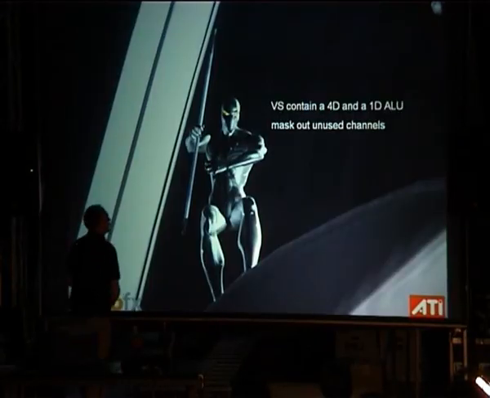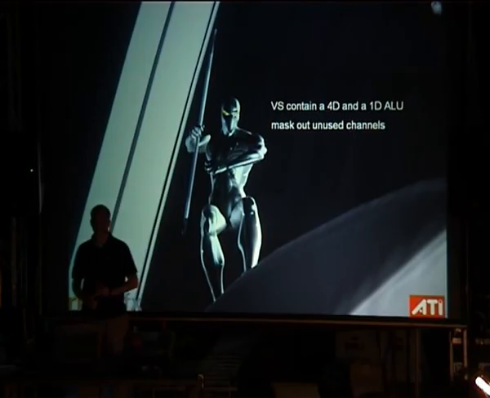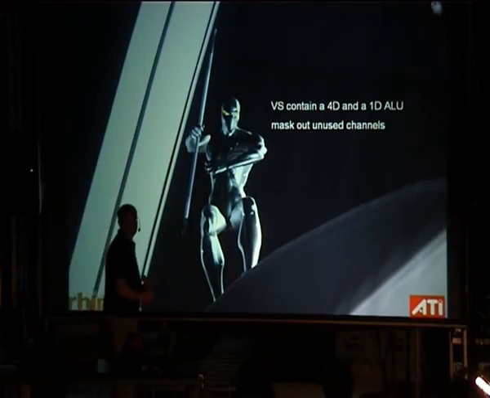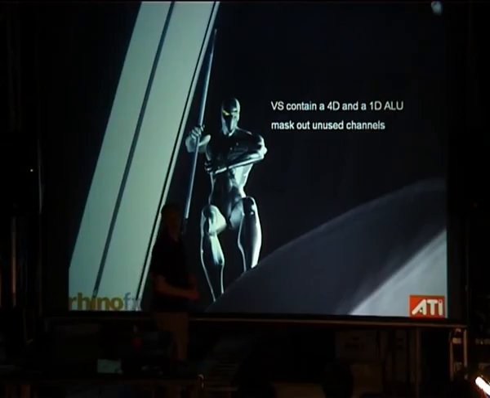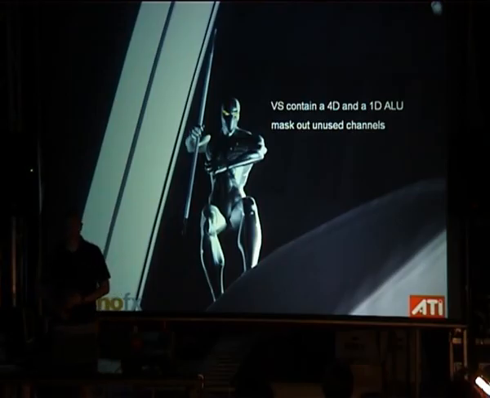These vertex shaders contain a 4D and a 1D ALU. Mask out your unused channels. If you don't need a channel, mask it out, and you may get 2 ops per clock per vertex pipe rather than only 1 op per vertex pipe.